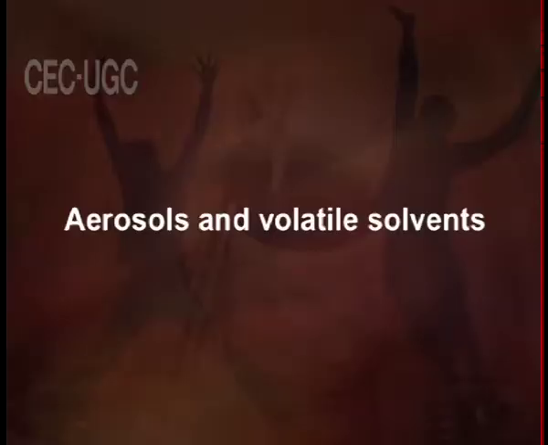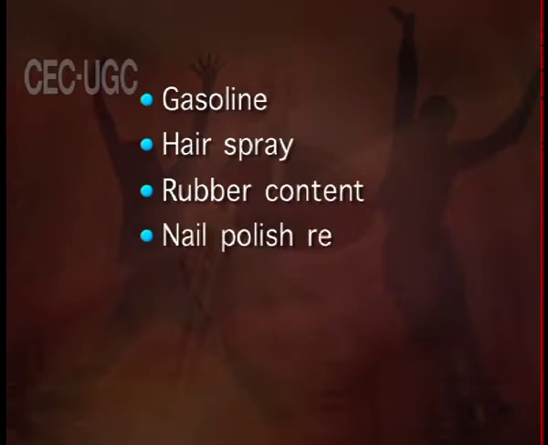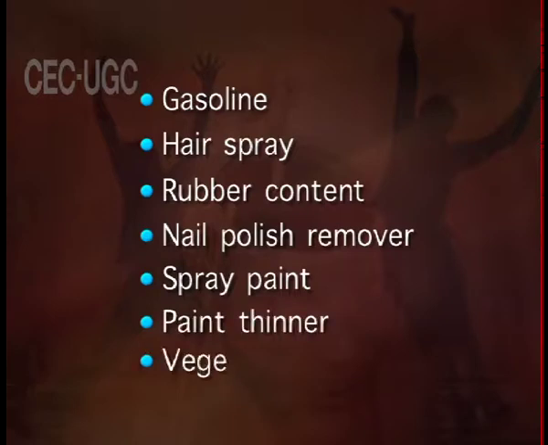After the hallucinogen related disorders, we are shifting our focus now to inhalant related disorders. What are inhalants? These include an expansive range of chemicals that are readily available for use by the people. They are aerosols and volatile solvents. Gasoline, hairspray, rubber content, nail polish remover, spray paint, paint thinner, and vegetable sprays are just a few examples of inhalants.